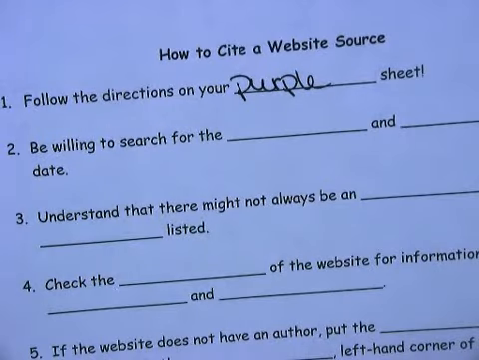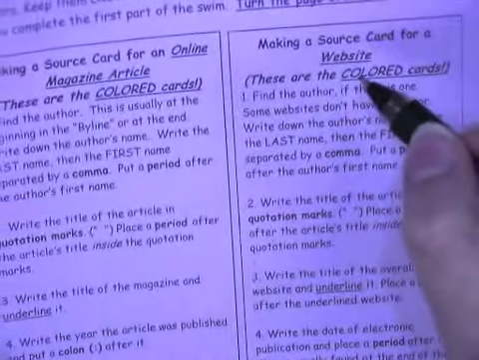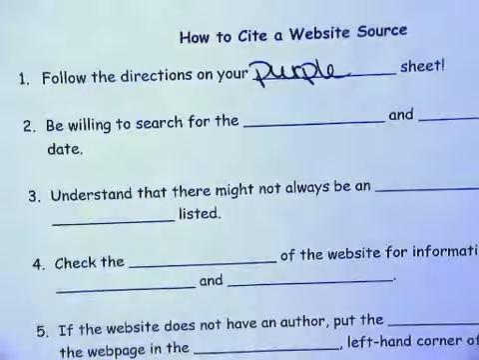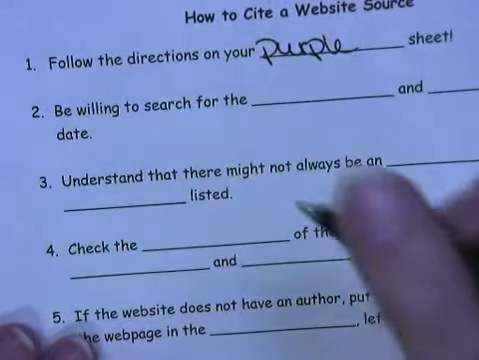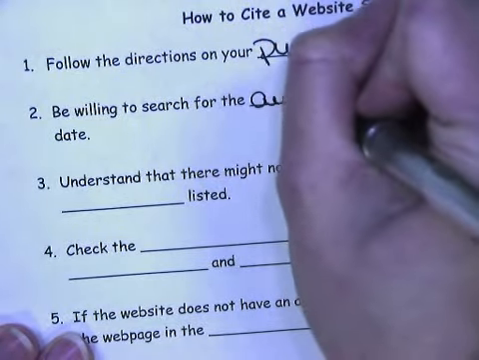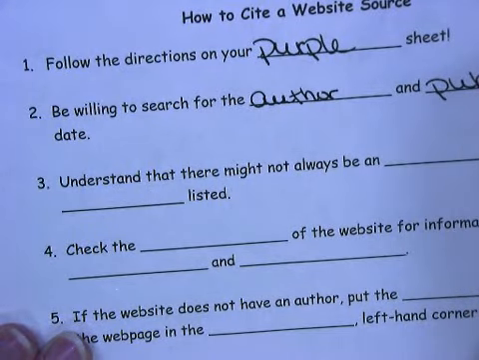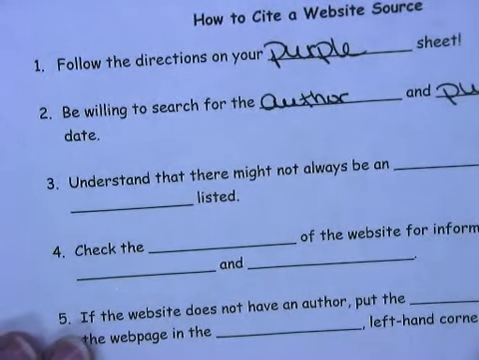You've got that, I've got that right here, and you're looking over here at this column on the side where it says making a source card for a website. Now, websites take some work. We have to search for things. So we need to be willing to search for the author and publication date. It's not like a book where it's all spelled out nice and easily on the front page for us. We often have to search.